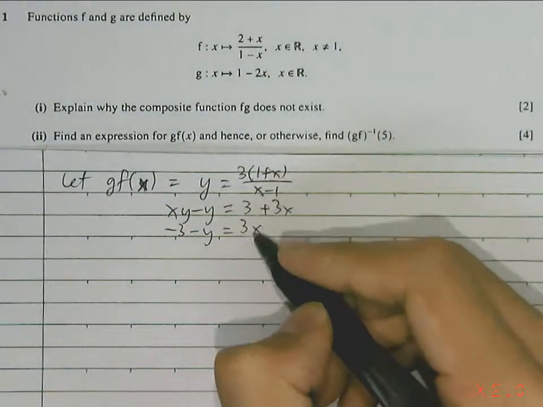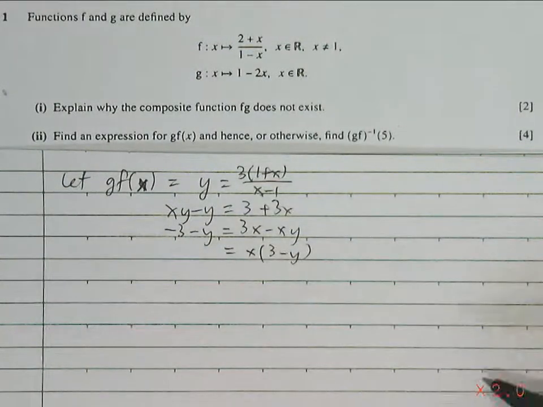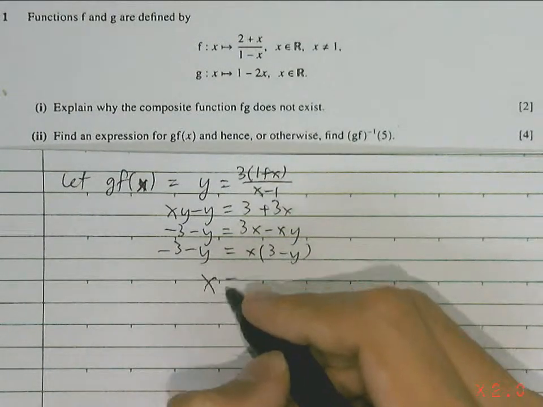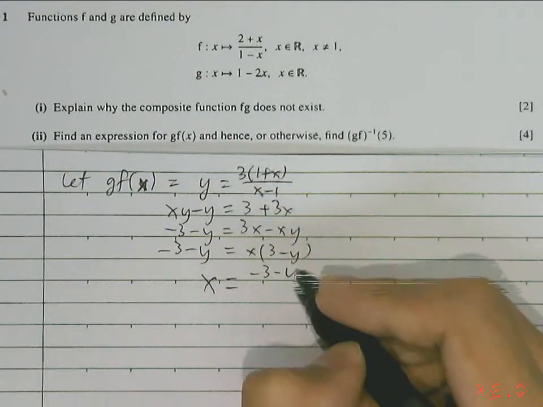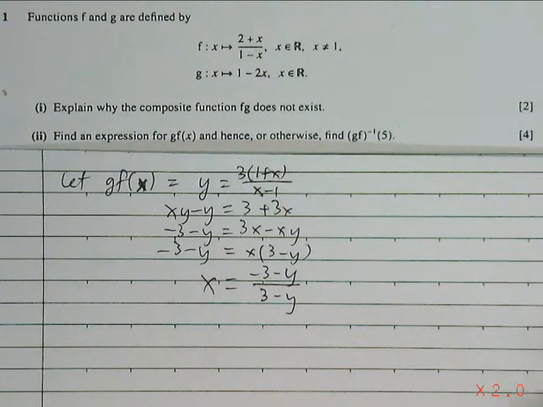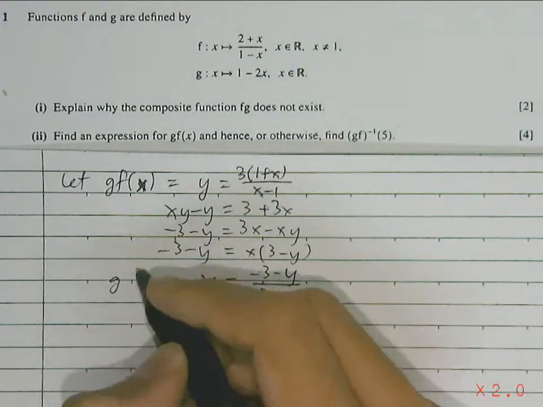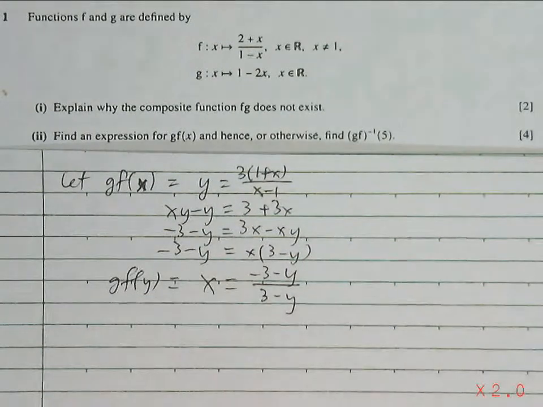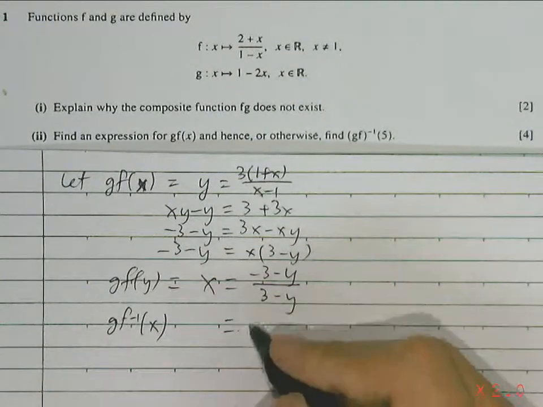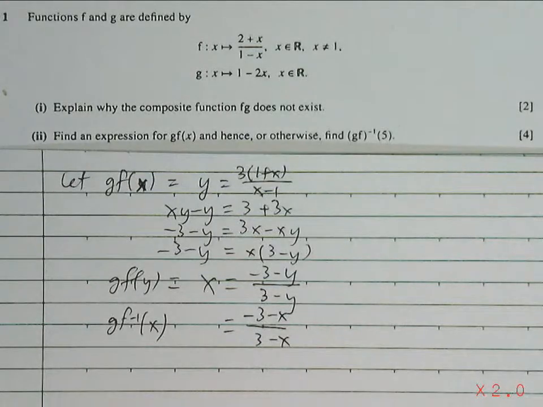Then we will make x the subject by shifting all the x terms to the right hand side. So we have 3x minus xy. We can factorize out our x here, leaving 3 minus y. The left hand side will be the same. Then x will become the subject when we have negative 3 minus y over 3 minus y. So up to here, this side will be equal to gf inverse as a function of y. Then we can convert it into gf inverse of x by substituting all the y with x, and we will have our function of gf inverse.